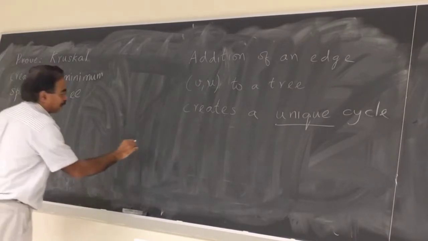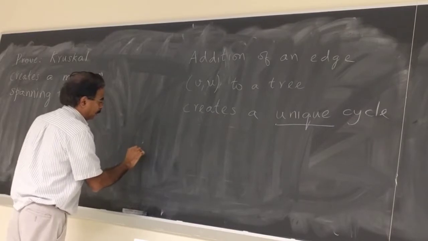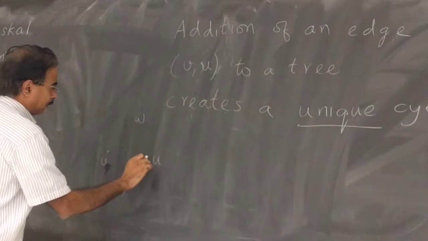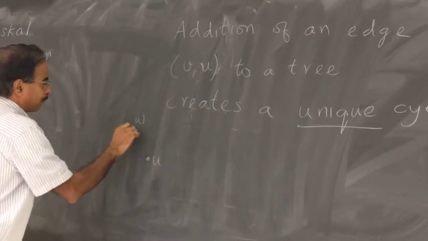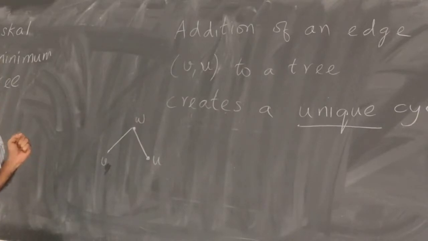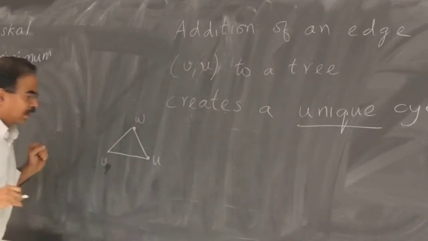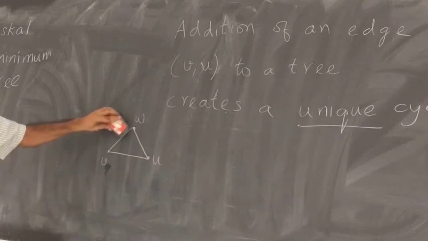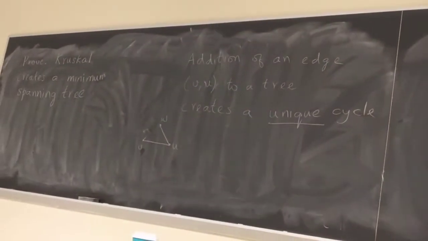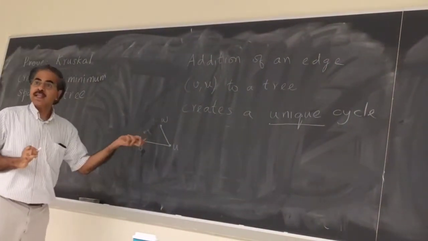So you could have, let's say, V, W, U. You could have had originally these two edges in the tree. Then you added V comma U, and then you could erase, let's say, V comma W or W comma U, and still you will have another spanning tree, right? This is how we are going to talk about swapping edges.